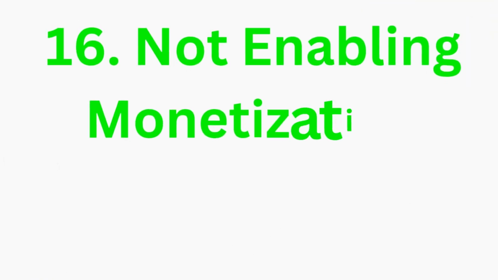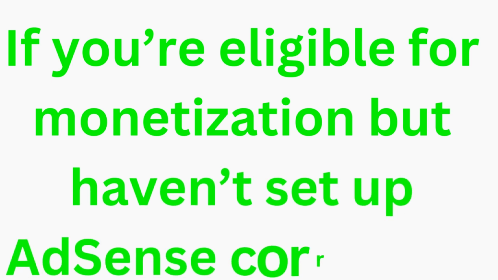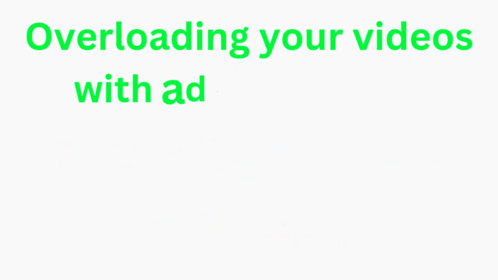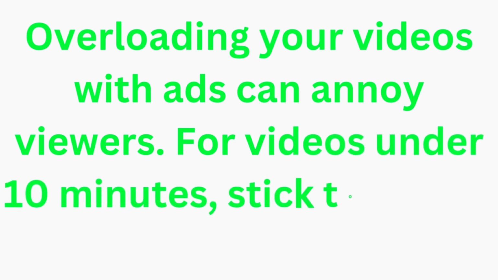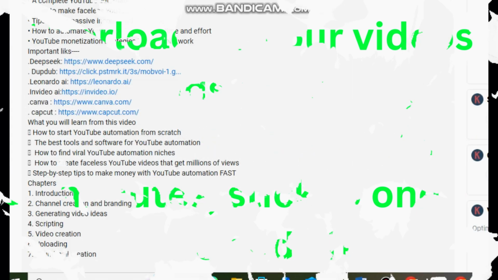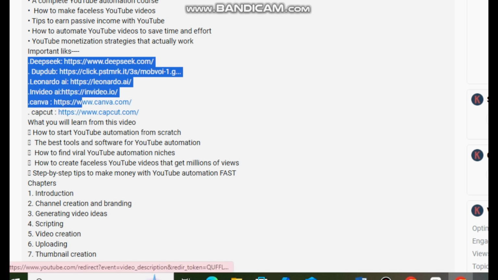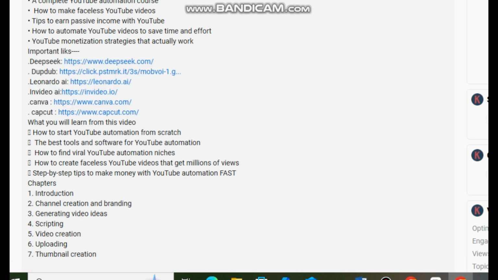16. Not enabling monetization properly. If you're eligible for monetization but haven't set up AdSense correctly, you could be missing out on revenue. Double-check your settings in YouTube Studio, Monetization. 17. Too many mid-roll ads. Overloading your videos with ads can annoy viewers. For videos under 10 minutes, stick to one ad before and after. 18. Forgetting affiliate links in descriptions. If you're promoting products, make sure you're adding affiliate links in the description with proper disclosures.